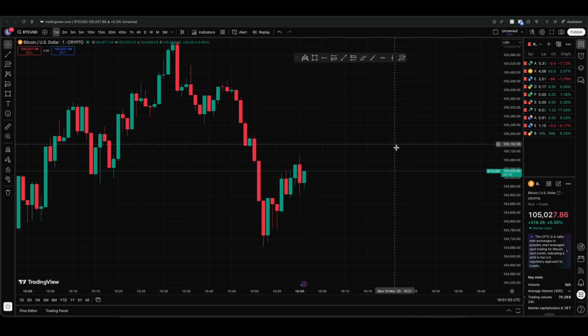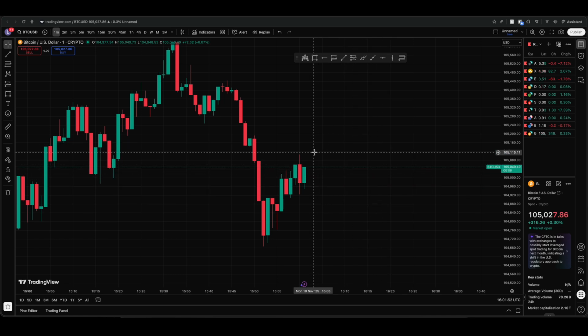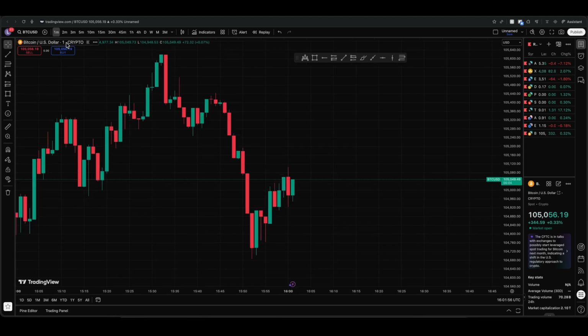So let's move on to the first topic of this video, which is candlesticks. Here you can see the live chart of Bitcoin USD. This candle is forming, and this candle is of 1 minute. So what does this mean? In 1 minute, this is what the price of Bitcoin USD is showing us.